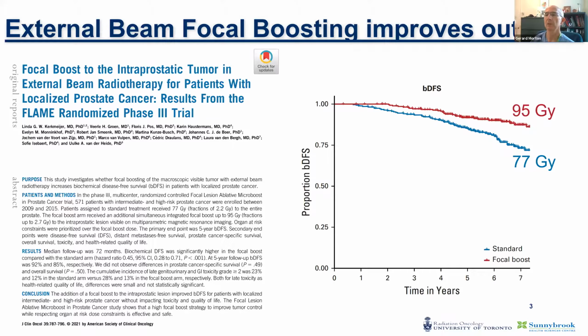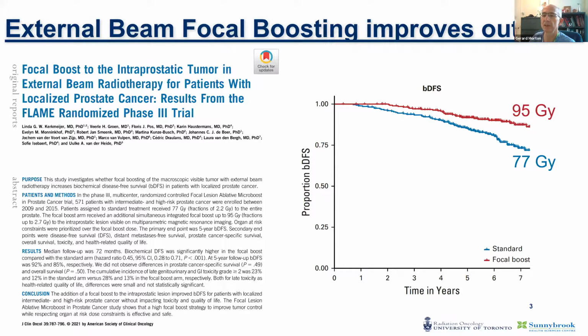We know that for patients treated with external beam radiation, this is data from the very well-known FLAME randomized clinical trial, giving a boost to the dominant lesion within the prostate is associated with a significant improvement in biochemical disease-free survival. Recall, all patients had 77 gray to the prostate, and those in the experimental arm had a boost given just to the dominant lesion to a total dose of 95 gray with external beam. And you can see that there was a significant improvement in biochemical disease-free survival, however, with no increase in toxicity.